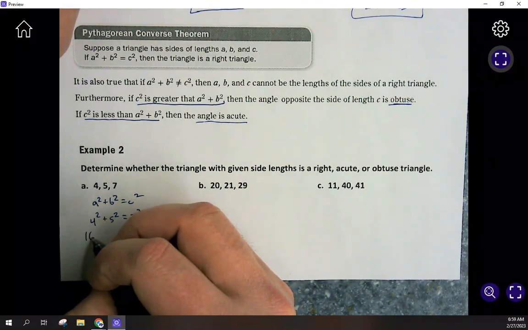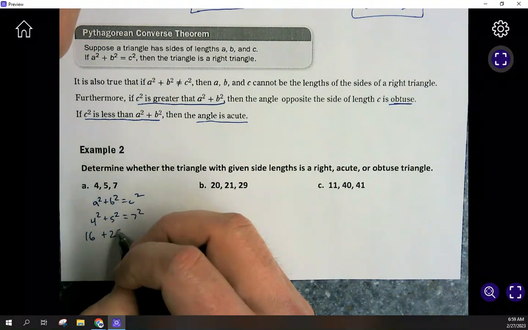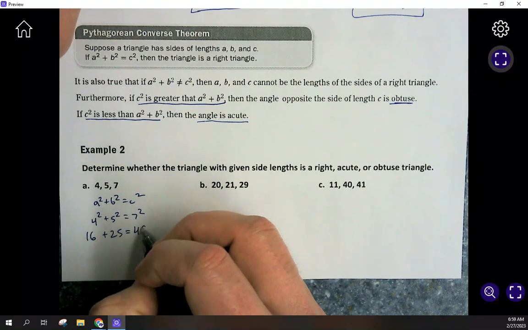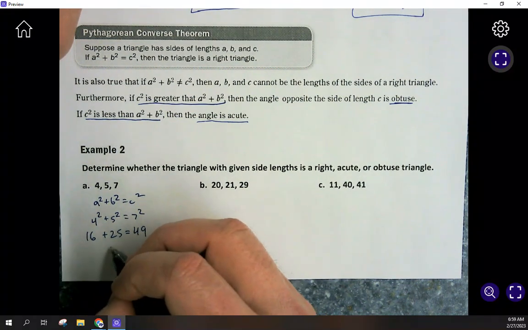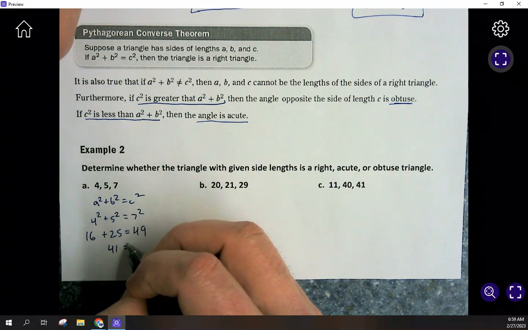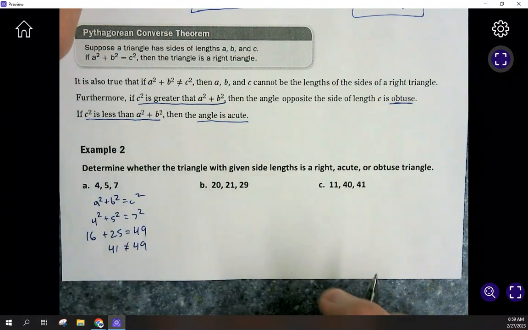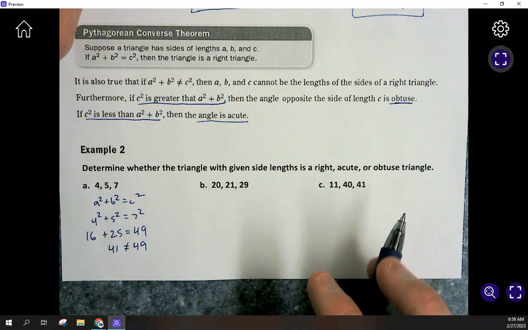So 4 squared is 16. 5 squared is 25. 7 squared is 49. Simplify the left side. This comes out to 41, which does not equal 49. So it is not a right triangle.